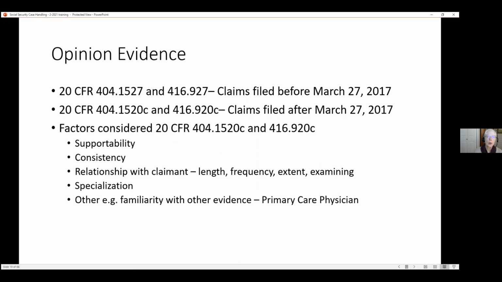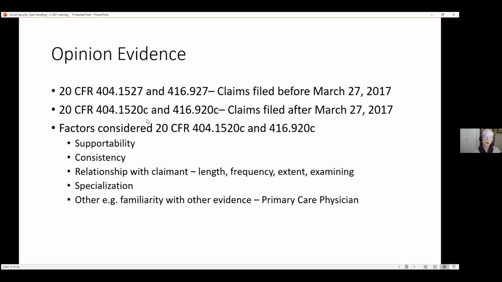Okay, so opinion evidence. There are two rules that apply to opinion evidence. There's the rule that applies to claims filed before March 27th of 2017, which I don't think there's a whole lot of out there now, but if there are, consult those. And then there's the rule on opinion evidence that applies to cases filed after March 27th of 2017.